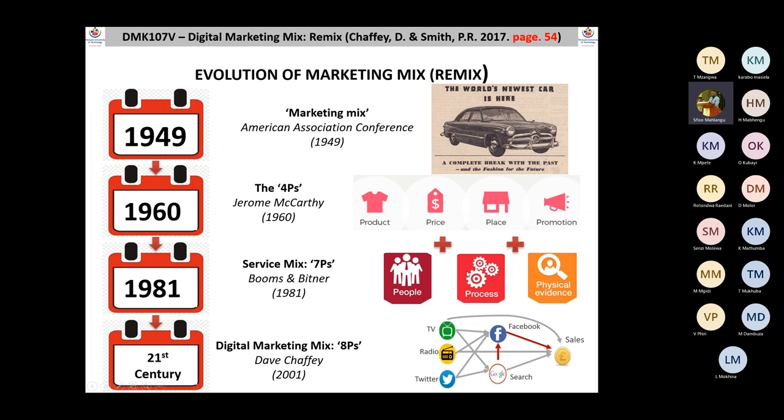The process, we can play around with the process to make it convenient or to bring more satisfaction to customers. For example, it could be an online process or it could be an app. And then physical evidence, which is a tangible variable, indicating that when it comes to service, especially things such as education, haircut, pure services, you need some sort of physical evidence for people to actually be influenced to purchase the service. So hence, now we are in the 21st century, we are looking at the 8 P's.